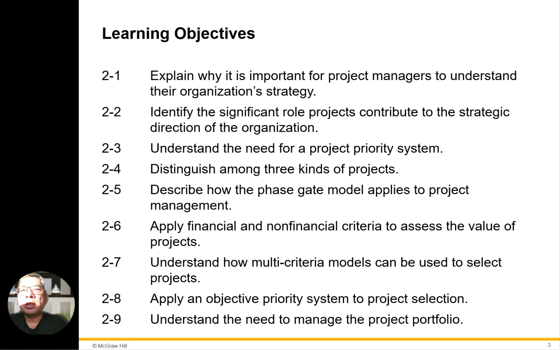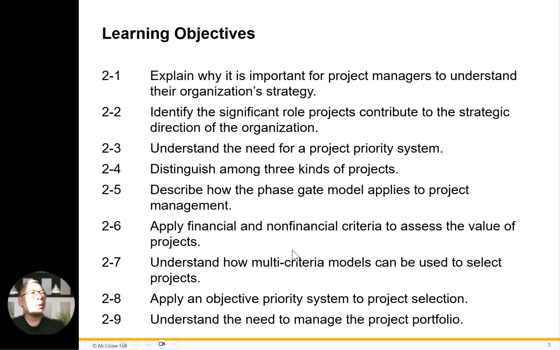Number one, explain why it is important for the PM to understand the organization strategy. Number two, identify the significant role projects play in contributing to the strategic direction of an organization. Number three, understand the need for a project priority system. Number four, distinguish among three kinds of projects. Number five, describe how the phase gate model applies to project management.